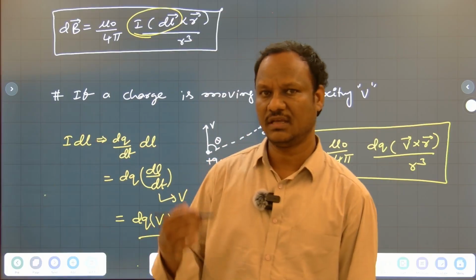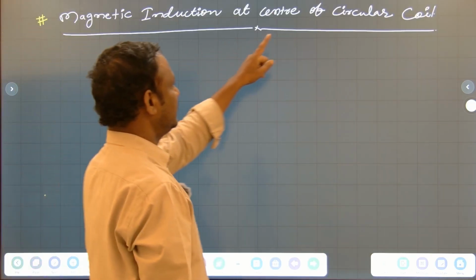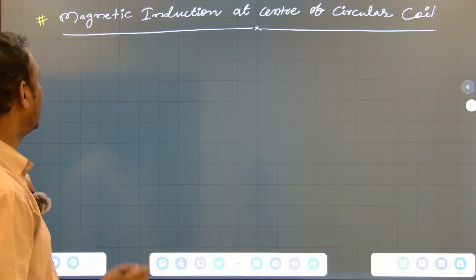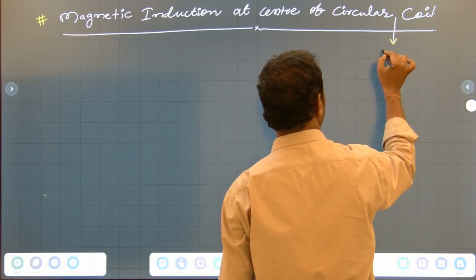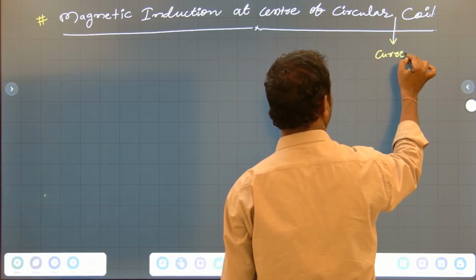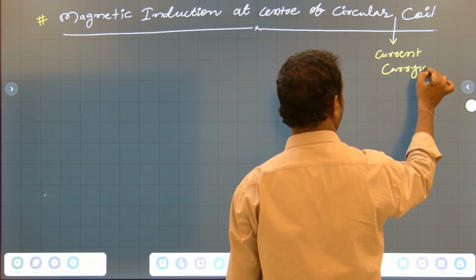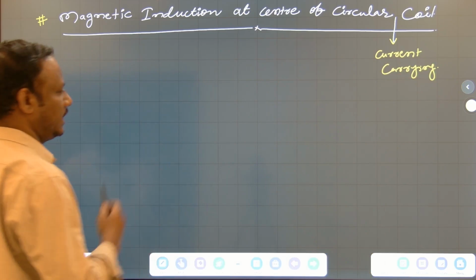We'll see its applications next: magnetic induction at the center of a circular current carrying coil. So at the center of a circular current carrying coil.